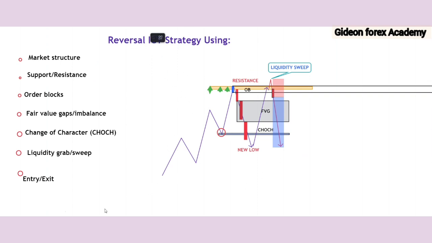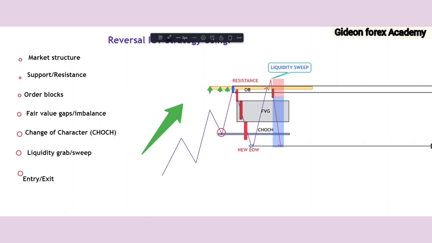On an uptrend, this would be in a bullish market. At resistance, you have to have the order block, the fair value gaps and imbalance. There's a change of character, which is this one here. That means a new low has been formed, and there's a liquidity sweep up here. Then you enter the market and target the new low as your take profit down here. This would be your take profit at the new low right there.